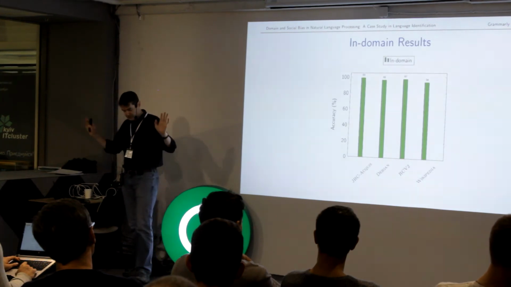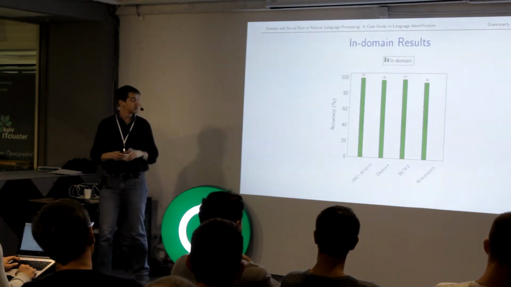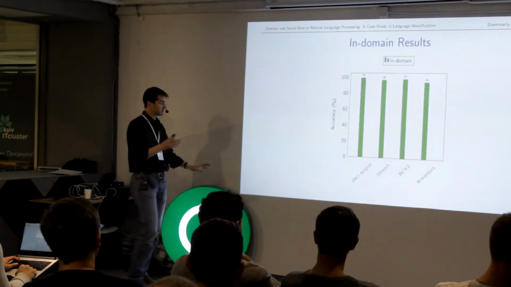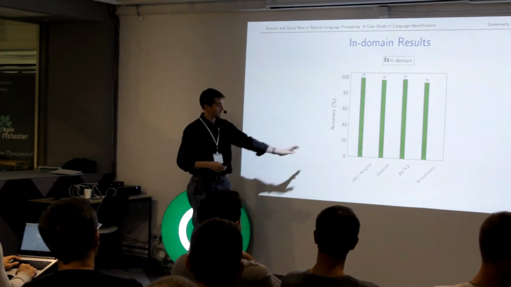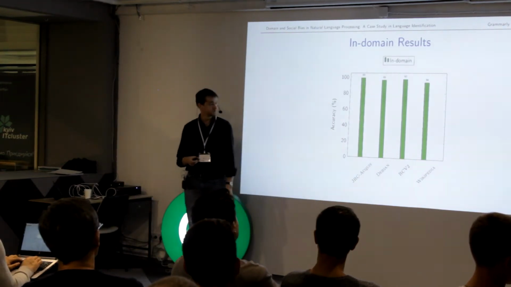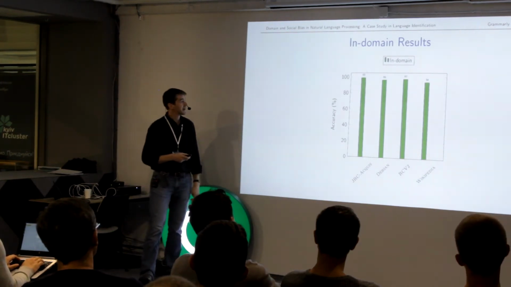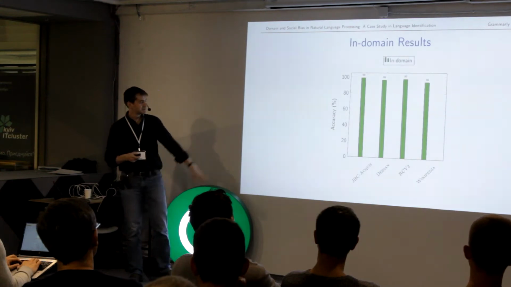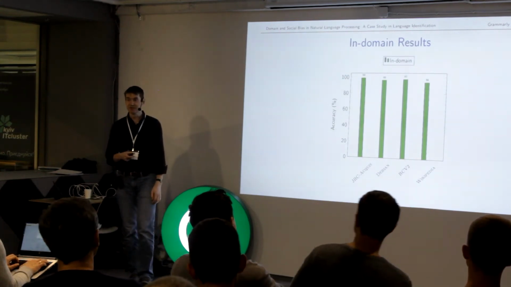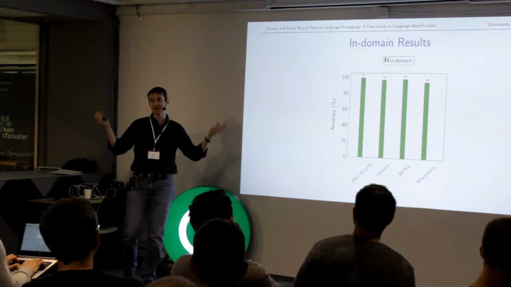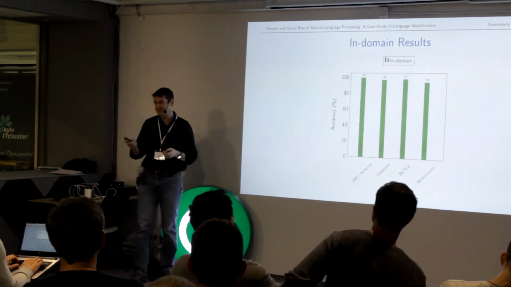Okay, so if we just do the obvious thing, we train up our model in domain, we test in domain. For each of those 4 different corpora, things look good. We're at mid to high 90s. JRC Acquis, we're at 99%. Why am I going on about this? Solved task. Can we just get on with life?